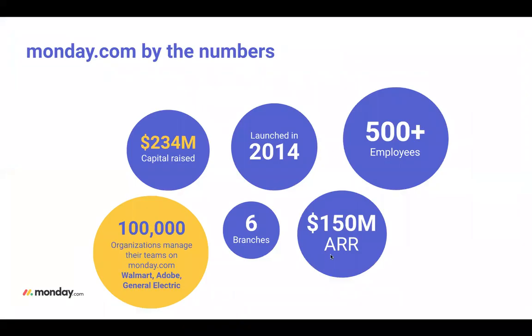In terms of our company by the numbers, overall, we have 100,000 organizations who are managing their team with monday.com. We've raised $234 million in capital. We were launched in 2014. We have 6 branches around the world. We're currently at $150 million in annual recurring revenue, and we have over 500 employees. We're growing very, very fast, and the apps marketplace is one of the ways that we want to share that growth with other folks who want to be part of that journey.